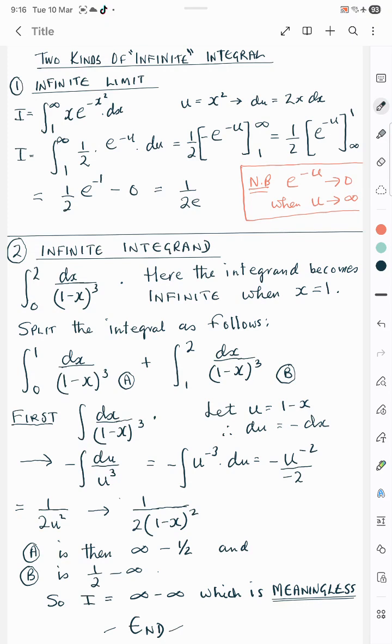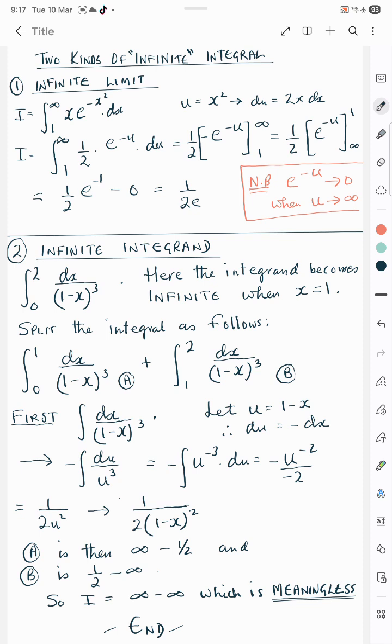So let us denote the integral of x e to the minus x squared dx between the limits 1 and infinity by I. And then using a change of variable, letting u equals x squared, du equals 2x dx, the integral will transform to the integral of 1/2 e to the minus u du, and the limits will remain the same. And carrying out the integration, that will be 1/2 bracket minus e to the minus u, evaluated at the limits infinity and 1.